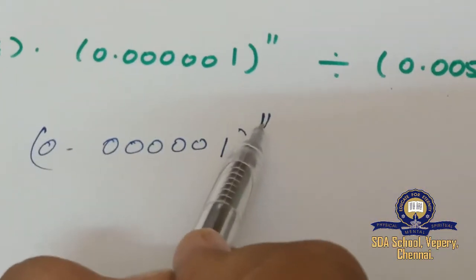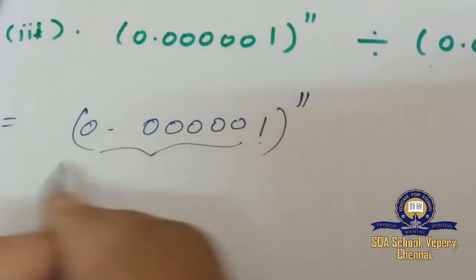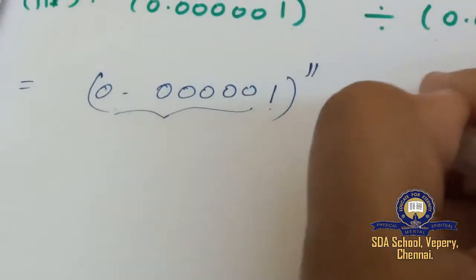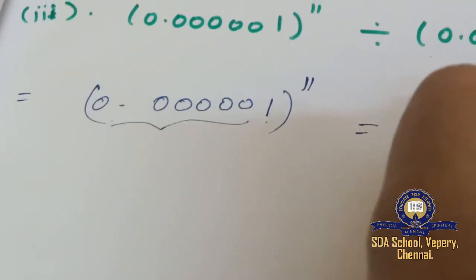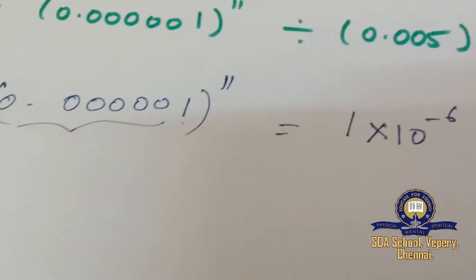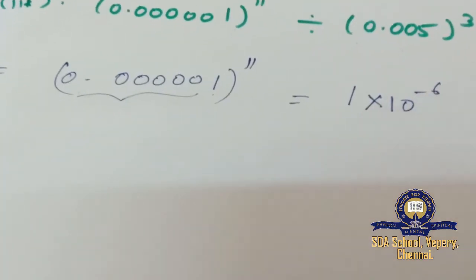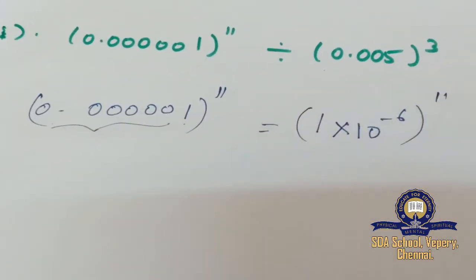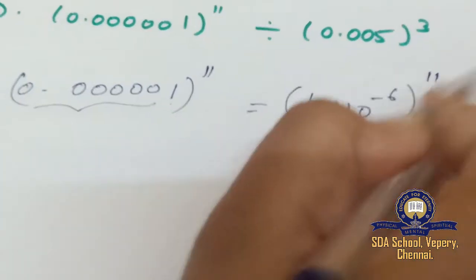First let's leave this 11 for the moment. First let's focus only on this. We have 0.000001. Now I can write this as 1.0 or 1 into 10 power minus 6. Right or wrong? I can write, isn't it? See, I'm just shifting the decimal place over here 6 places. So I have written minus 6. Clear? Then I still have this 11 over here. Let it be. 11 will remain as it is.